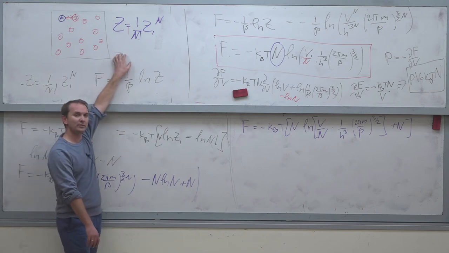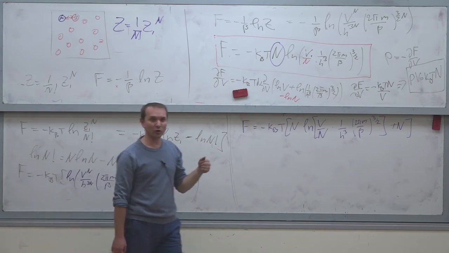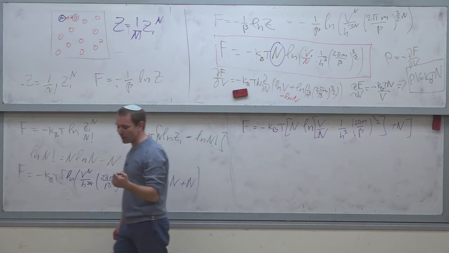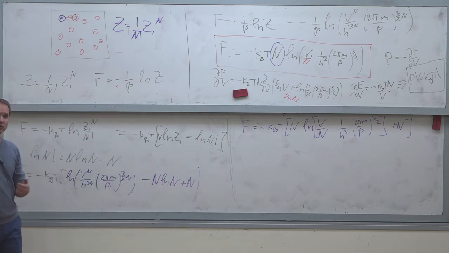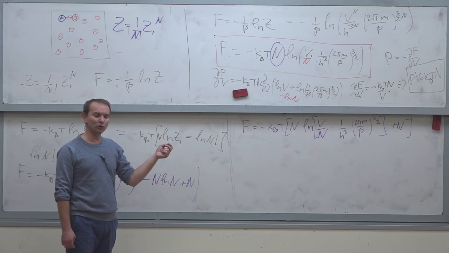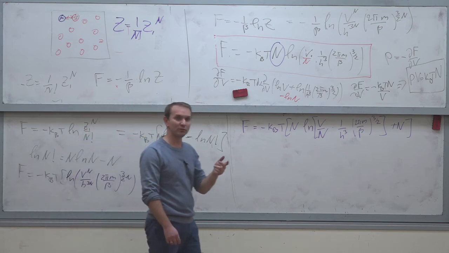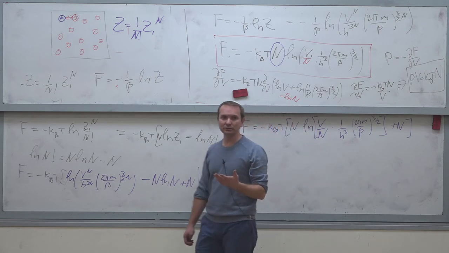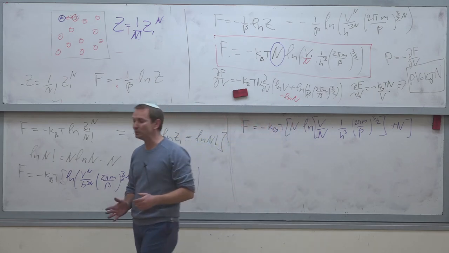But the problem with the Gibbs formula is that deep down our world is quantum and not classical. And when we try to write down different functions, partition functions, we have to keep in mind what particles we're talking about. Photon is a boson. Electron is a fermion. And this is something that we always need to remember.